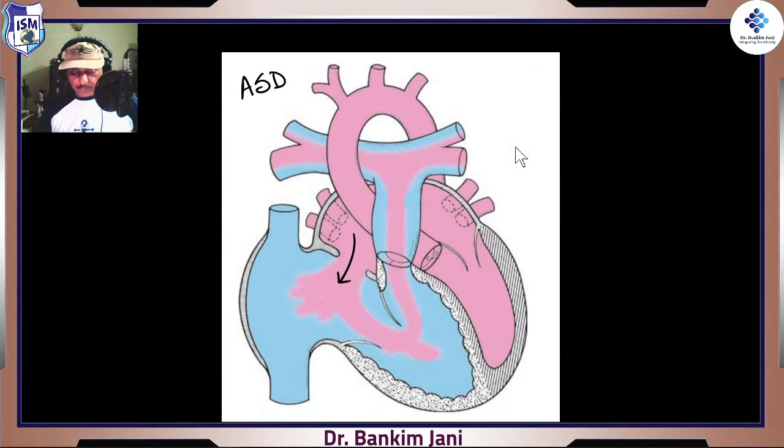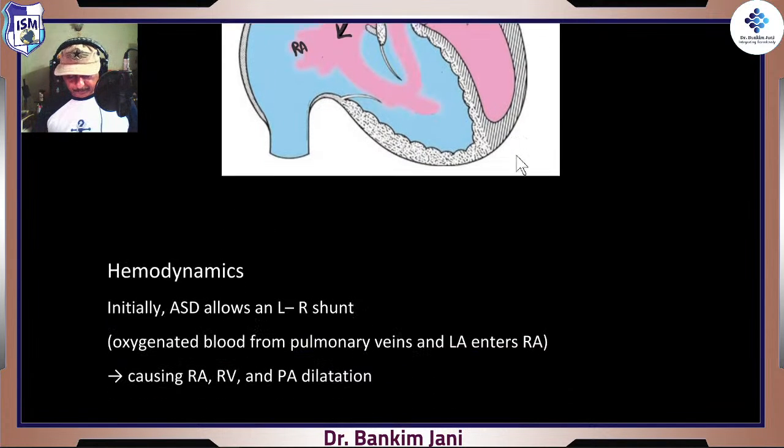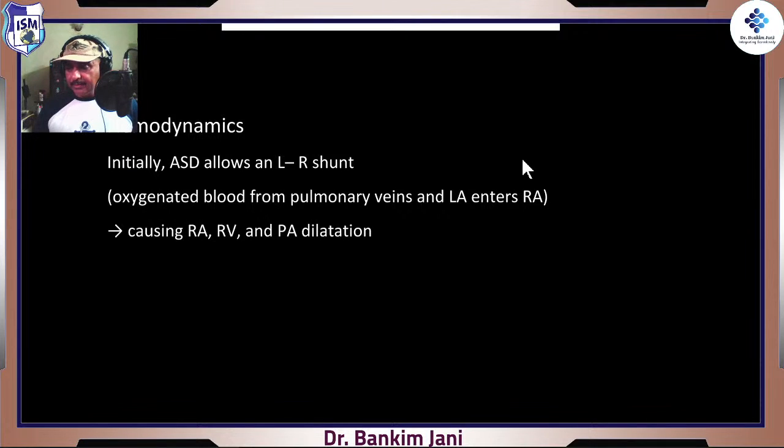So ASD would look something like this. That is what would really happen, right? So here is our right atrium and we are getting the oxygenated blood from the left side and it is coming towards the right side. Let's see the hemodynamics, what really happens.